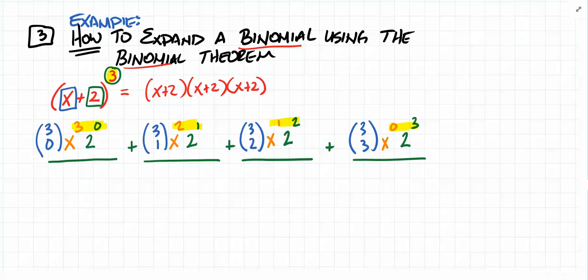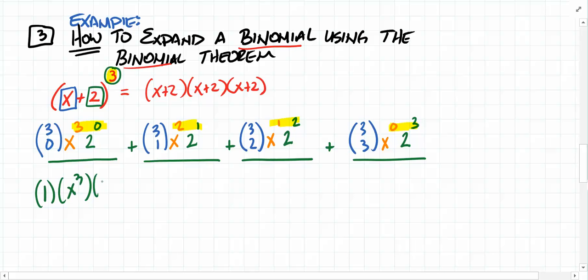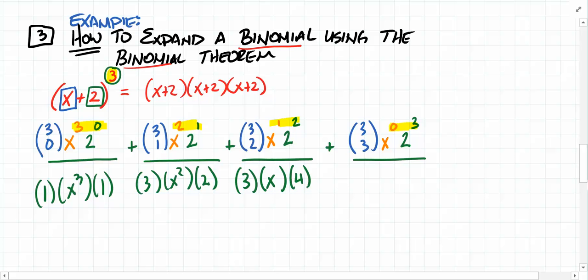So now I have to just clean this part up. 3 over 0 is the number 1. X to the third is just x to the third, and 2 to the 0 is the number 1. 3 over 1 is the number 3. X squared is just x squared, and 2 to the first is just the number 2. 3 over 2 is also the number 3, because I know it from my calculator and from Pascal's triangle. And then x to the first is just x, and 2 squared is just the number 4. 3 over 3 is the number 1, x to the 0 is the number 1, and 2 to the third is the number 8.